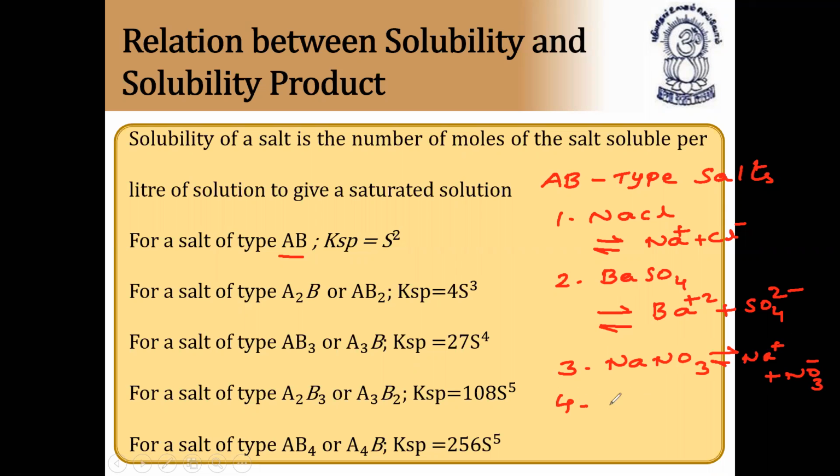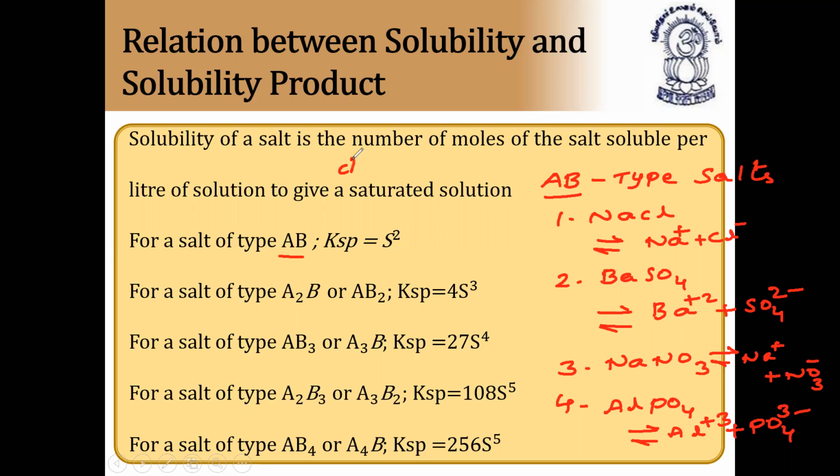And next we have aluminum phosphate, which dissociates to form Al plus 3 plus PO4 3 minus. So these are all coming under salts of AB type. AB type means where the charges on cation and anion are equal. AB type salts are those in which the charge of cation and anion are equal.